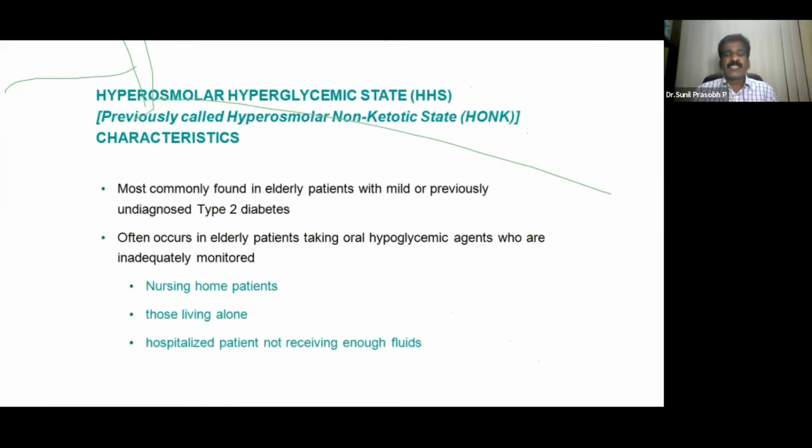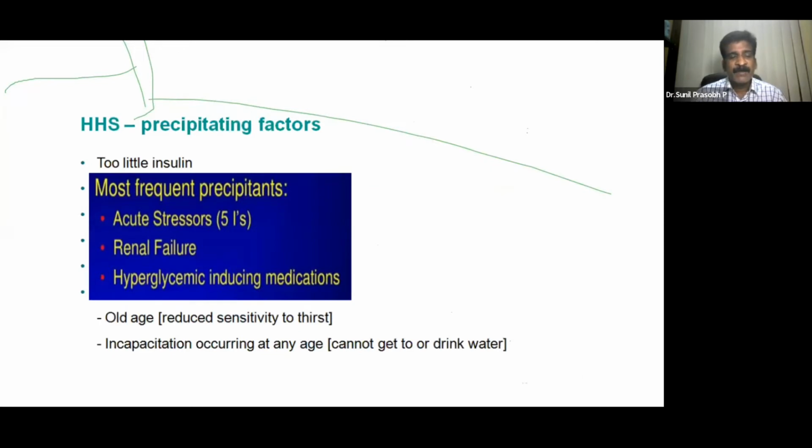Now, coming to the second very, very important aspect, the hyperosmolar hyperglycemic state, or previously it was called HONK, hyperosmolar non-ketotic state. It is very commonly seen in patients with type 2 diabetes. Many of the patients are elderly, they omit insulin or they don't take OHAs, persons living in a nursing home or living alone. Elderly patients are the most important group which we see.